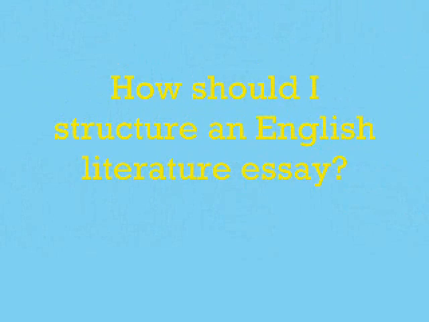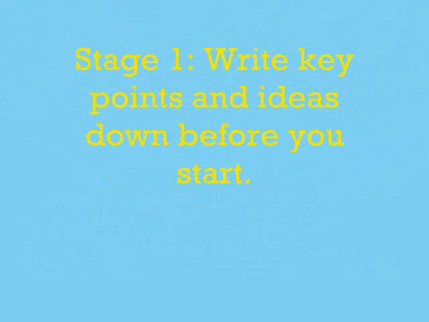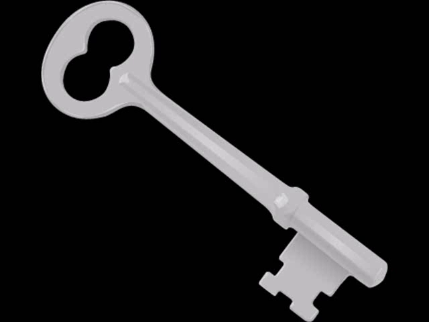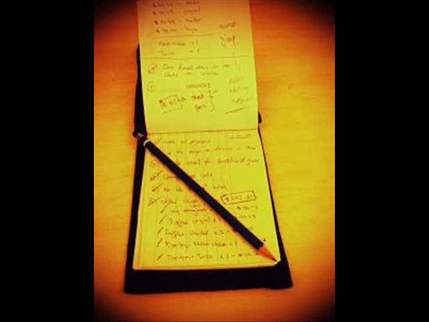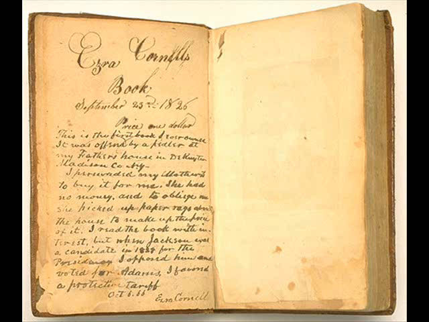How should I structure an English literature essay? Stage 1. Writing down the key points and ideas before you even start. This involves writing down all your ideas and key points in no specific order so you can actually sort them out at a later stage without actually affecting your essay.